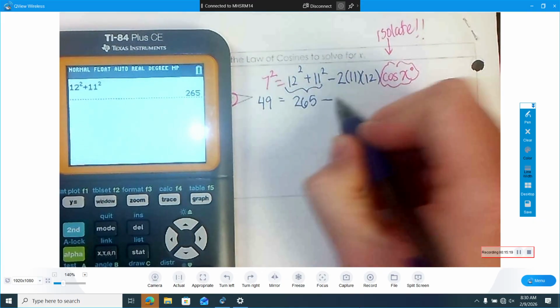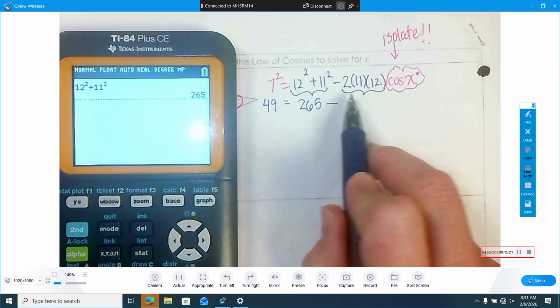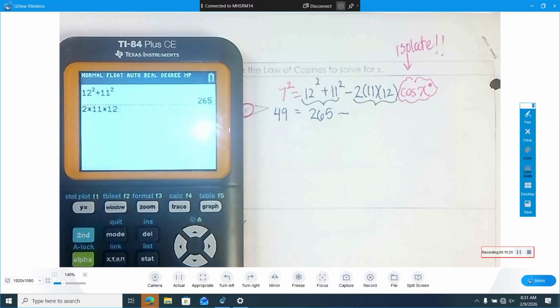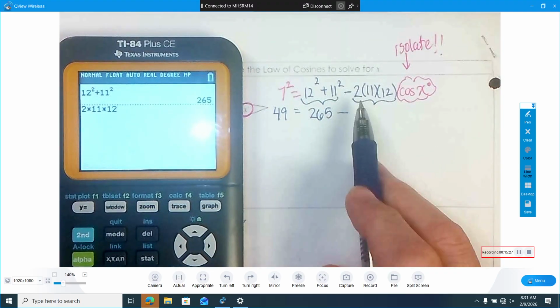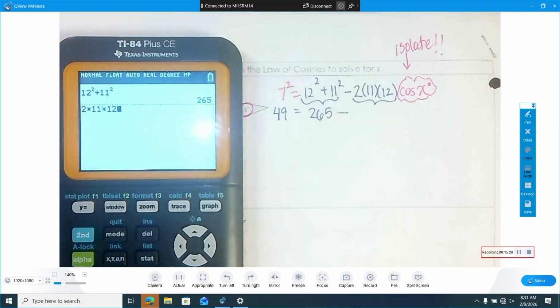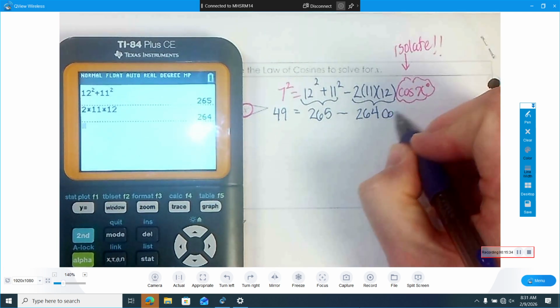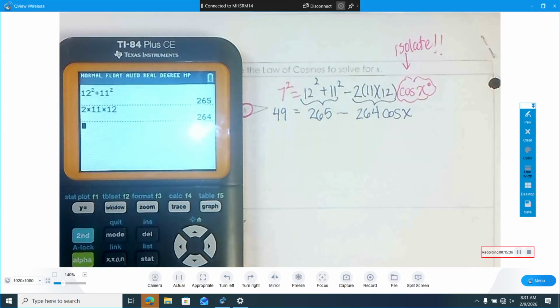And then I have a subtraction sign. I can also multiply 2 times 11 times 12 together. So I'm going to do a little bit of math work here. I'm going to multiply 2 times 11 times 12. That gives me 264 times the cosine of x.